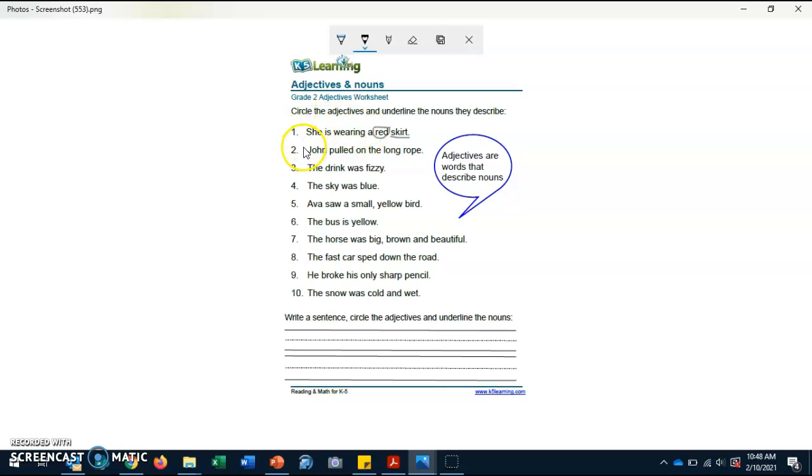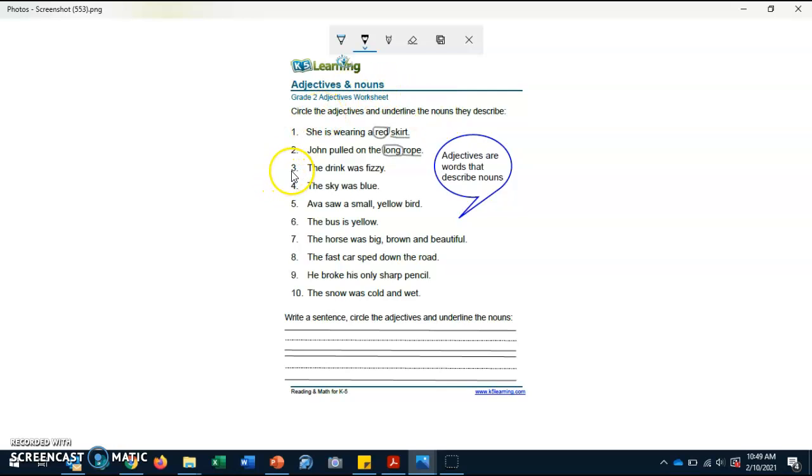This is our noun and this is our adjective. Next question says, John pulled on the long rope. So what are they talking about here? Yes, the rope. And what about the rope? Good job. It's long. So we have our noun right here and we have our adjective right here. And that is what you are going to do for the next 8. I will read each question to you and you will underline the noun and circle the adjective.